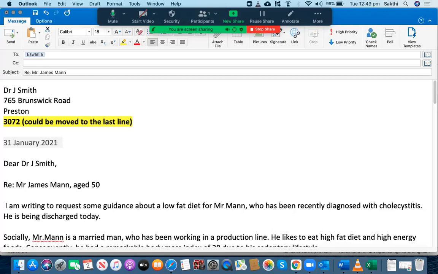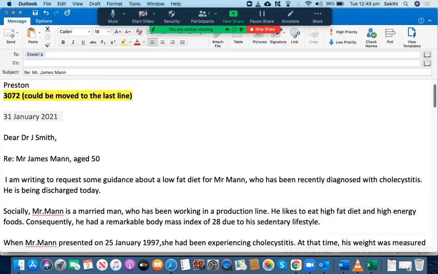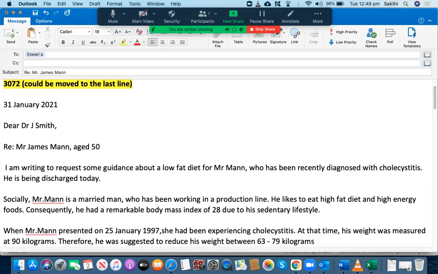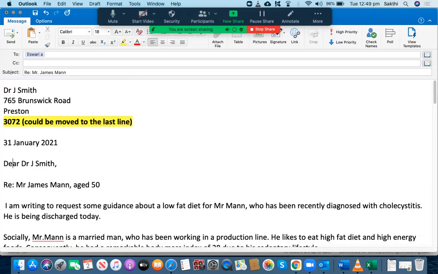Then she has written down the address and the date of the letter. That's good. She has written down Dear Dr. J. Smith. This is not good. Why? Because she has to write down only the surname of the addressee, since we have already written down the full name here. So it must be Dear Dr. Smith, and then a comma. Instead of writing down Dear J. Smith, it is better to write down Dear Dr. Smith.